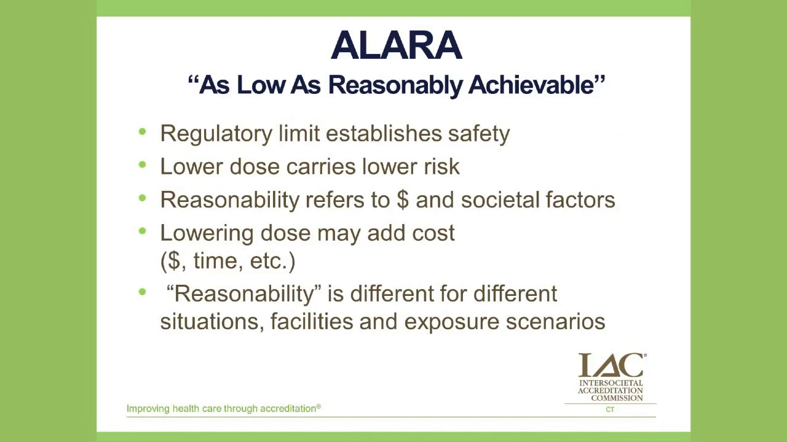So that introduces the concept of ALARA, which is an acronym standing for as low as reasonably achievable. Regulatory limits establish safety for occupational workers. And although patients have no regulatory limits, we do have guidelines and guideposts. Lower dose carries lower risk of cancer, and so we want to be reasonable in how much dose we give. What's reasonable refers to cost and societal factors. Lowering dose may add cost and time and things like that. But reasonability might be different for different situations, facilities, and exposure scenarios. So it's important to keep in mind that we should be reasonable.